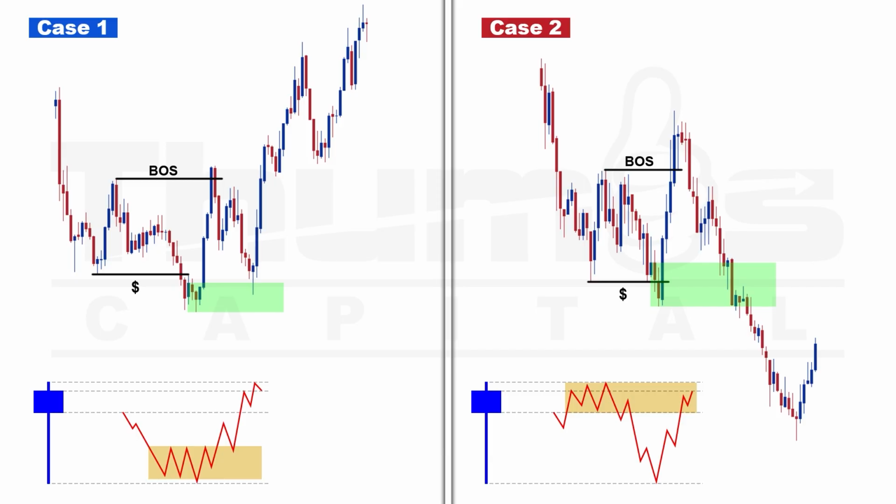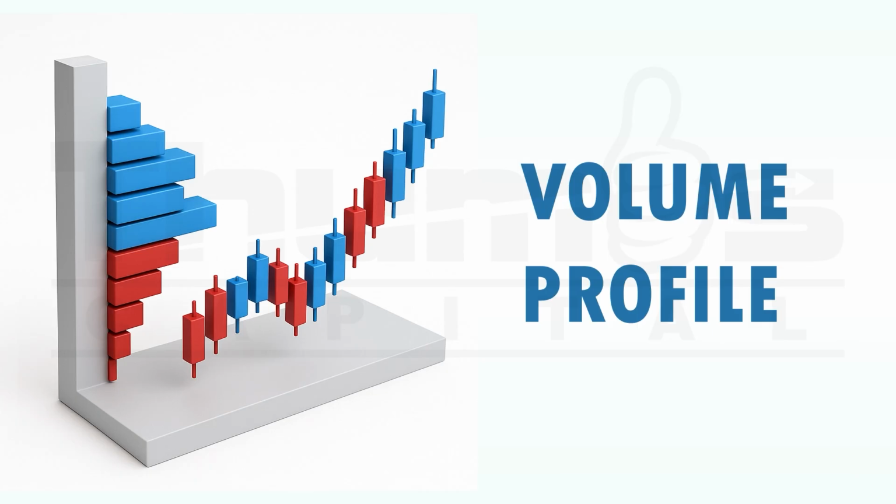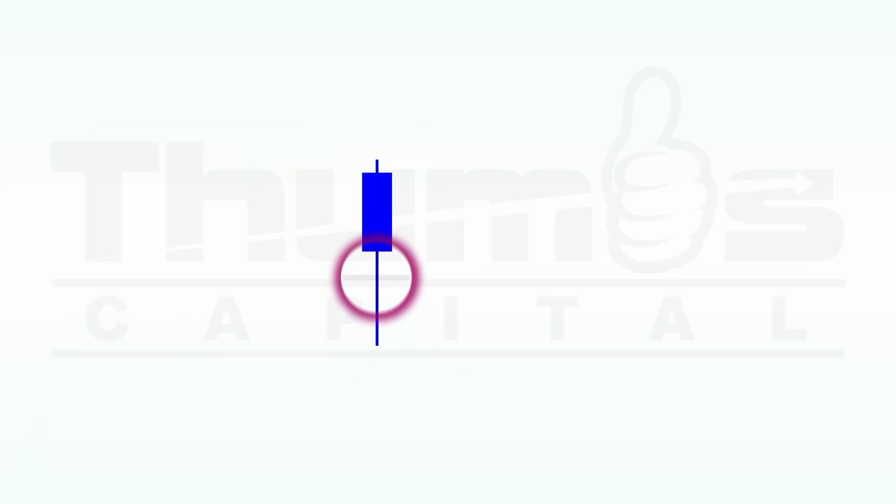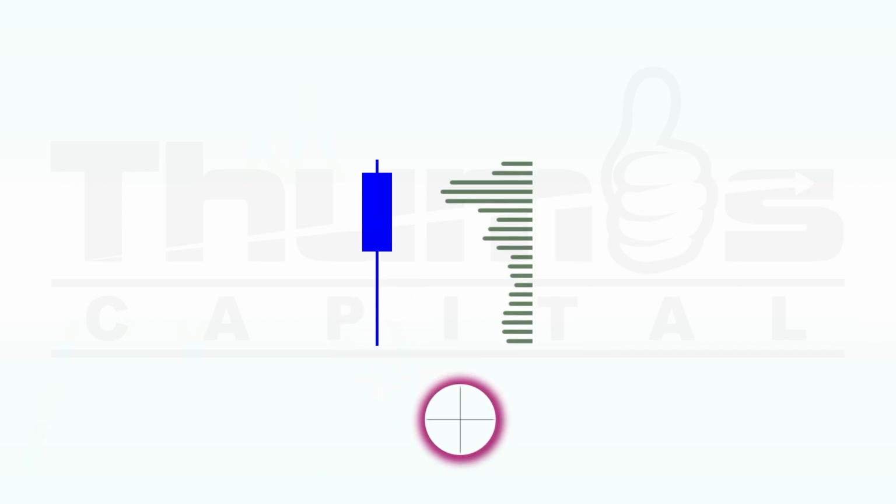The answer lies in volume profile or market profile. Volume profile shows how much volume was traded at each price level during a given time. You can apply it to a single candle or an entire session. This helps you see where most of the trading actually happened, not just where price passed through. For example, a bullish candle with a long lower wick might look strong, but if the volume profile shows that all the volume is at the top of that candle near the close, that's a red flag.